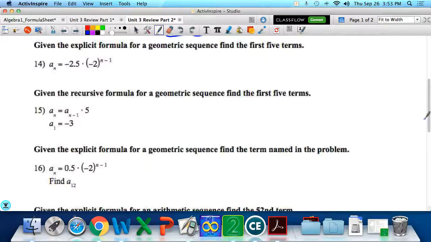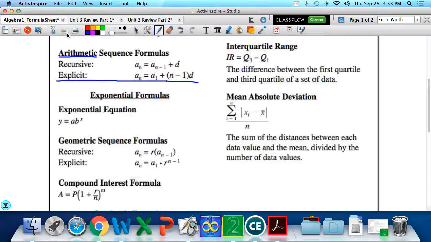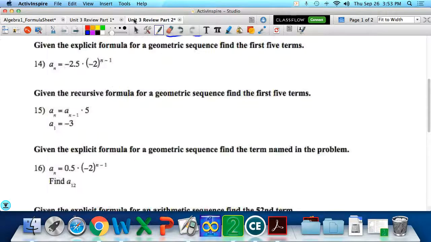Number 14, explicit formula for a geometric. Find the first 5 terms. Same song, second verse. We're back on the formula sheet playing a different matching game. Geometric, explicit, first term, and then our ratio is what is raised to a power here. So I know my first term, a sub 1. I know my common ratio. That means my first term has to be negative 2.5. And then to go every step of the way, I'm going to multiply by negative 2.